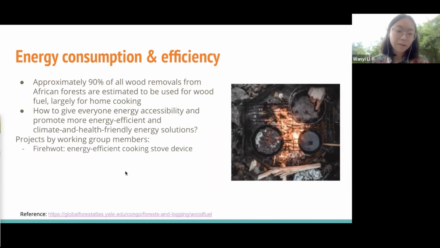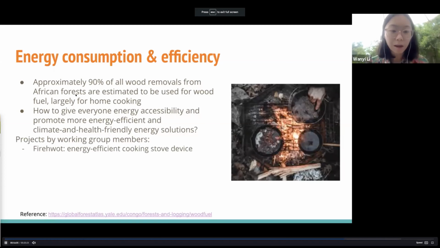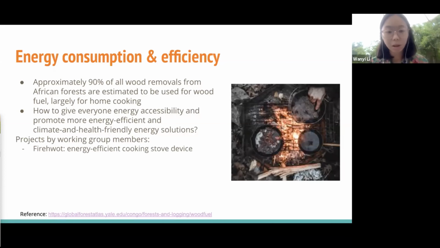At the same time, we want to highlight that Farewa in our working group has been working on an energy efficient cooking stove device as her PhD thesis project. At the same time, there are a lot of existing economics randomized control trials being done on thinking about how you promote the most energy efficient and health friendly energy solutions.